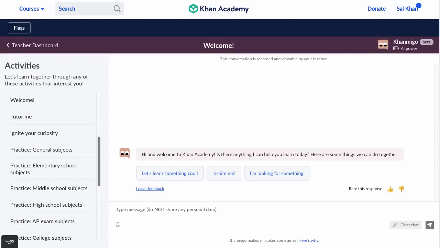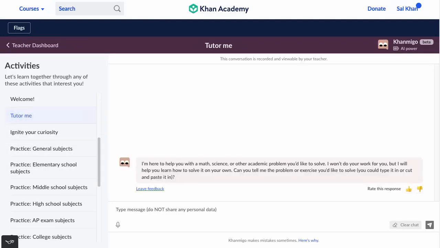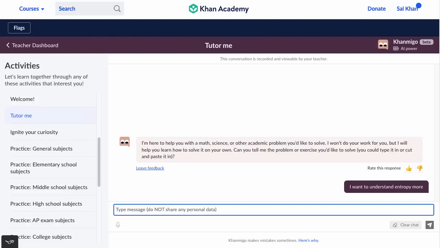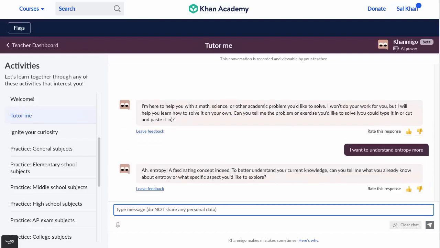But just to get a sense of the types of activities we can engage in, you have this Tutor Me activity, which is actually very similar to what we did in that exercise. But here you can get tutored on pretty much any subject you want in math or science or the humanities. We could say, I want to understand entropy more. Entropy, a fascinating concept indeed. To better understand your current knowledge, can you tell me what you already know about entropy or what specific aspect you'd like to explore? So we can continue to have a conversation, and it acts like a really good tutor.